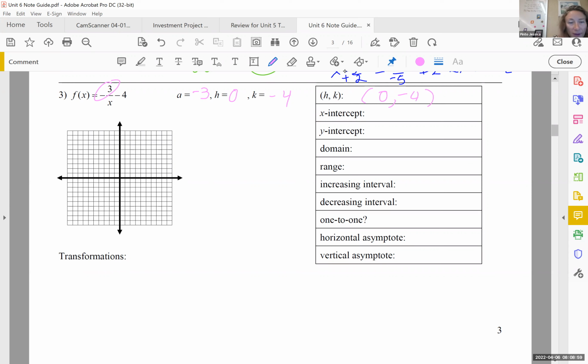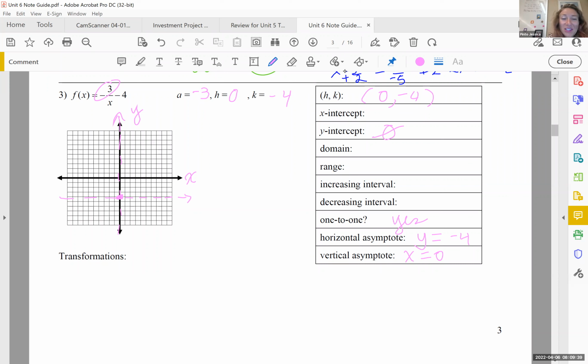So I begin by plotting that. 0 for X, -1, 2, 3, 4 for Y. And I sketch my vertical and horizontal asymptotes. So here's X, here's Y. So the X value is the vertical, that's X is equal to 0. And the Y value is horizontal, that's Y is equal to -4. And is this 1-to-1? Yes. And then I see that there's an asymptote overlapping the y-axis. So that means that the y-intercept does not exist.